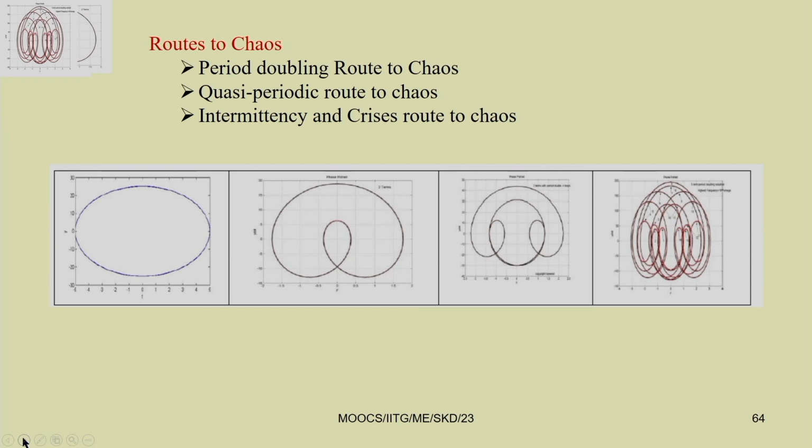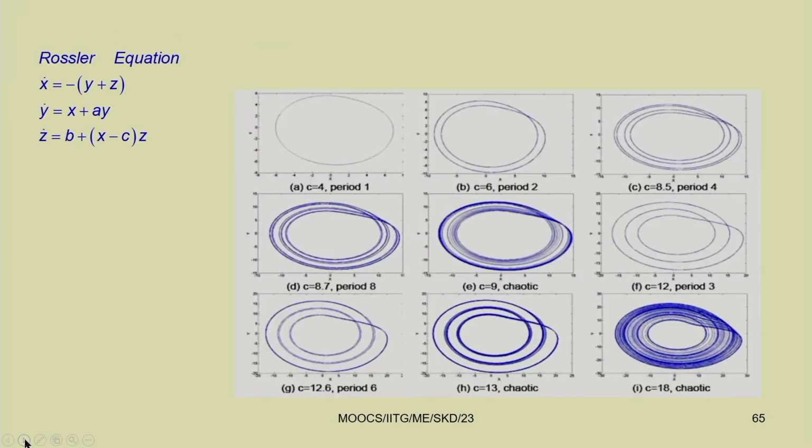Let us take the period doubling route to chaos. We have seen this in the Duffing equation, or the case I have shown of a parametrically excited system. Initially we have a single period, then 2 period, then 4 period, then 8 and 16, and then it will lead to chaos. So, we have different routes to chaos. One such route I have just shown you is known as the period doubling route to chaos. Then there are the quasi periodic route to chaos, and the intermittency and crisis routes to chaos. All these things we will study in the next class.